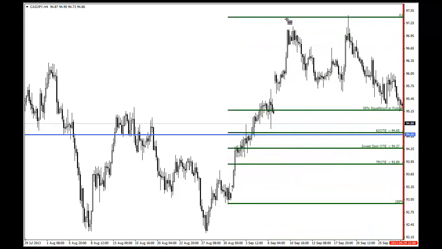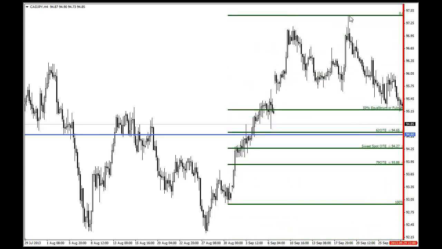Okay, and we're going to use the highest high, which is this one right here. Notice we have a 62% optimal trade entry overlay right here. See how that's very close in proximity to that 94.60. We've got 94.65, so it's only a variance of 5 pips. Nothing wrong with that.